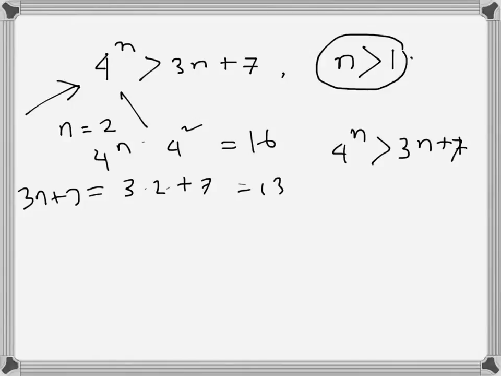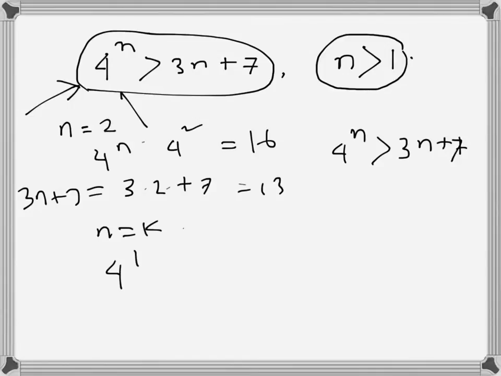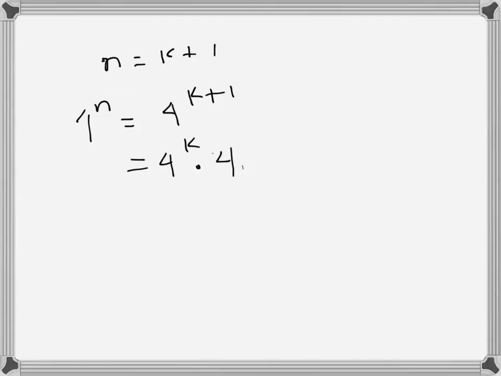So now I will assume that the relationship is true when n is equal to k. So when I do that, it becomes 4 to the power k is greater than 3k plus 7. Let's leave it like that, and then we see what happens when n is equal to k plus 1. So 4 to the power n becomes 4 to the power k plus 1, which is 4 to the power k times 4.